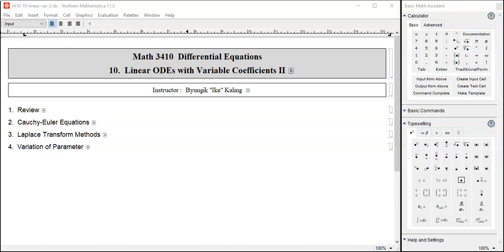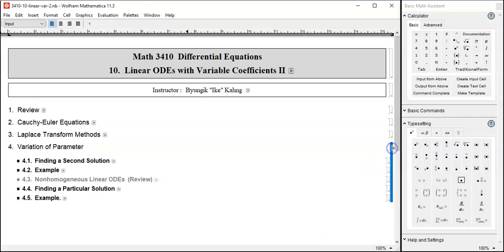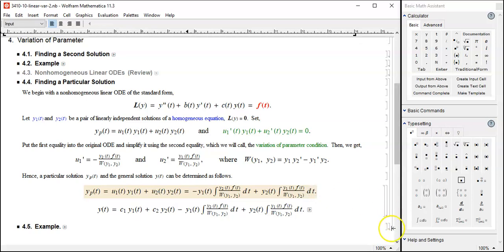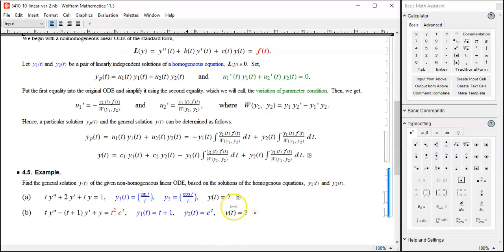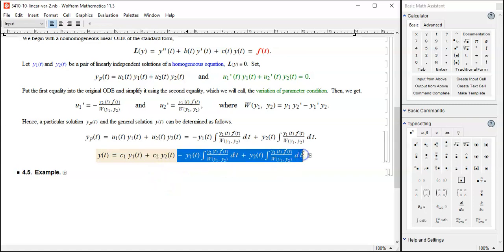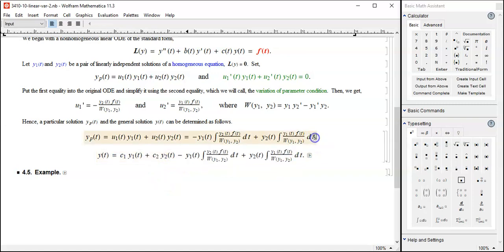Hello students, welcome back. The final topic from section 4 is the proof of this formula here. In both of those examples, I just put everything into this formula and calculated yp. And then if you just add yp to c1 y1 plus c2 y2, you're going to get the general solution. You see, this is a general solution of the homogeneous equation, and this much is yp. So once you prove this, then you're through.